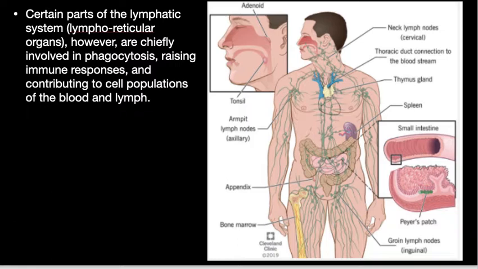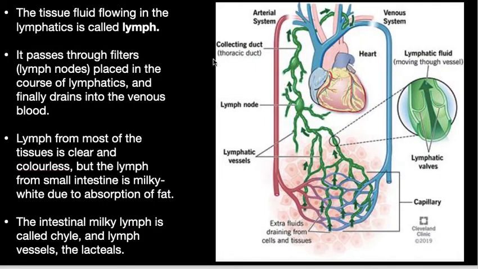Now, there are certain parts of the lymphatic system, that is the lympho-reticular organs. However, they are chiefly involved in phagocytosis, raising an immune response and contributing to the population of the blood and the lymph. Now, what is lymph?